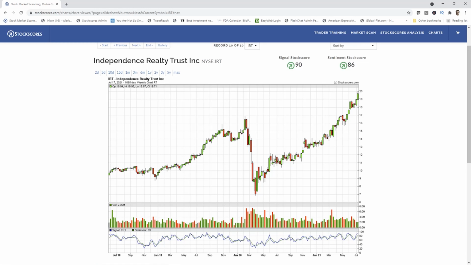I don't particularly like any of these as entries today, but when you get that formula, here it is again, sideways trading, rising bottoms, breakout, upward trend. It's a great little formula that, simple, but with the power of the Stockscores market scan, the sentiment stock score, and some basic chart reading techniques, you can do well with this.